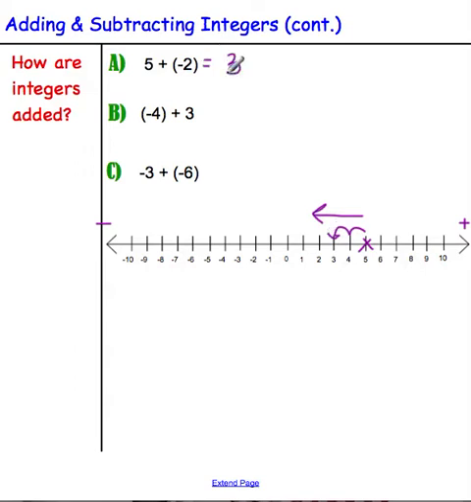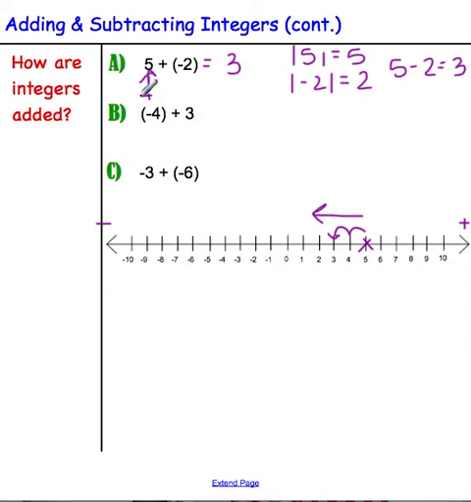The other way I can look at this and remember is that the absolute value of 5 is 5, and the absolute value of negative 2 is 2. 5 minus 2 is 3, and 5 is positive, therefore the answer is positive.